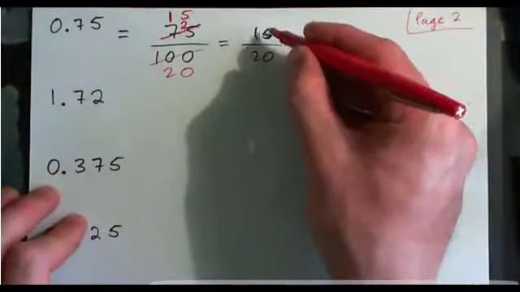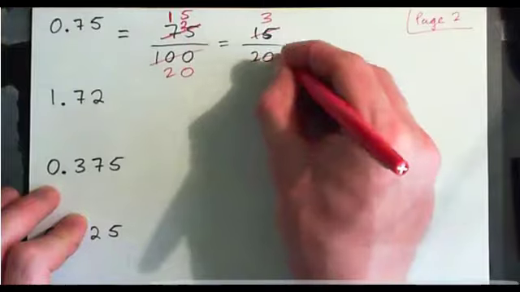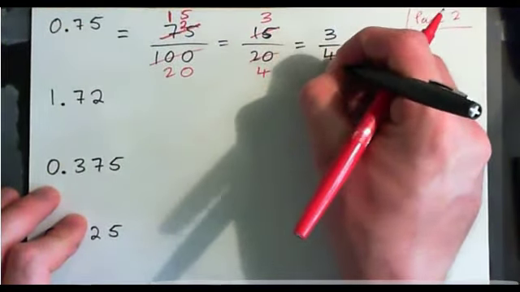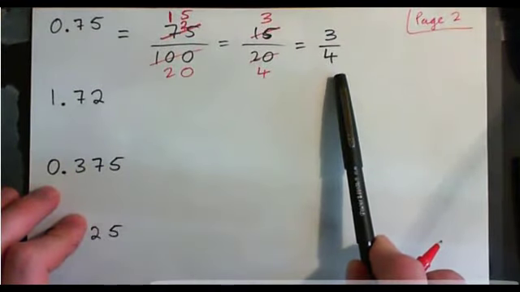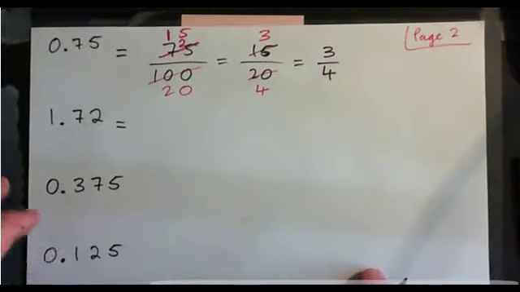And then 5 goes into both numbers again, doesn't it? 5 into 15 goes 3 times, 5 into 20 goes 4 times, and so that gives me 3 over 4, or 3 quarters. So 0.75, of course, is 3 quarters. Now, how about 1.72 though?